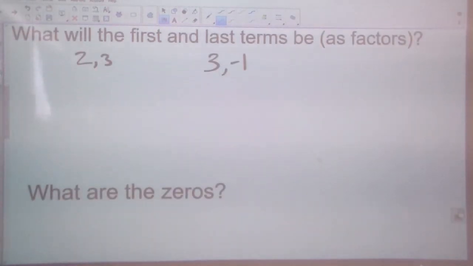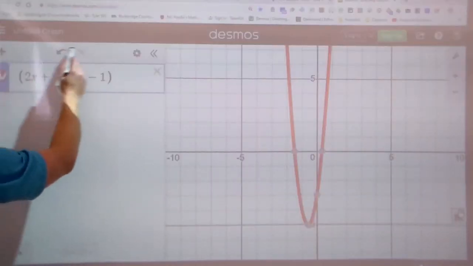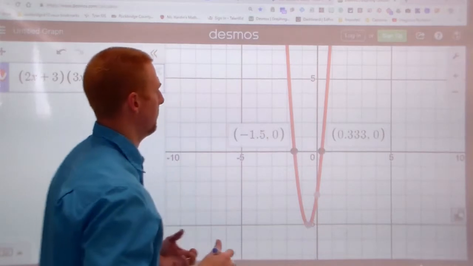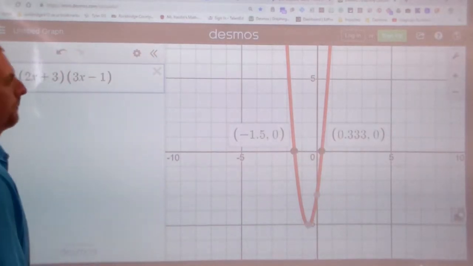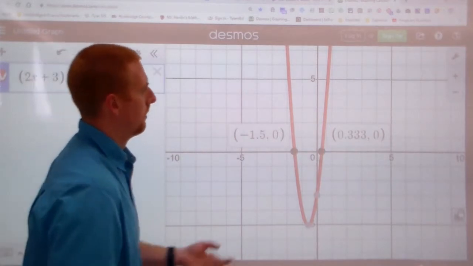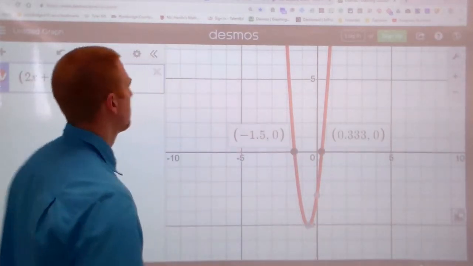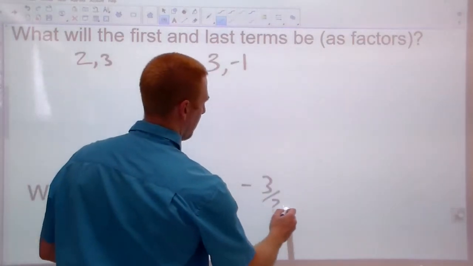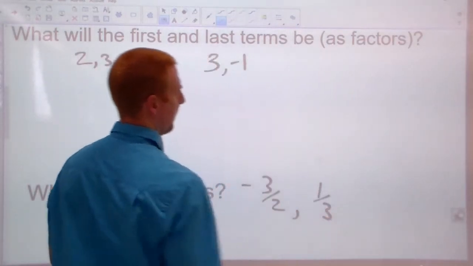So what are the zeros? All right, we'll flash over to Desmos real quick. I have no doubt that you could find these zeros if you had to. That's not what I'm trying to question right now. So -1.5 would be -3/2. 0.3 repeated would be 1/3. So let's jot those down. So -3/2 and positive 1/3.